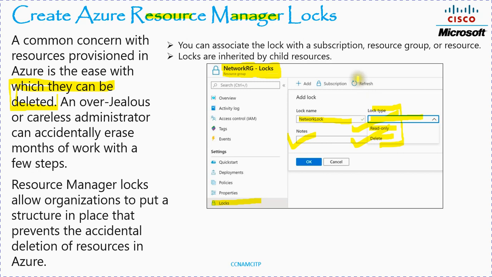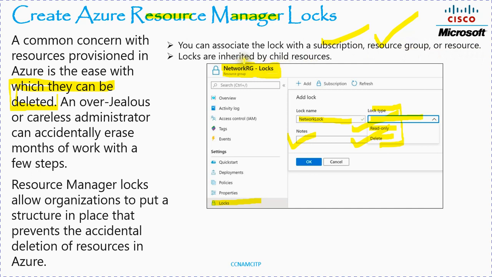So guys, first thing, you can associate the lock with a subscription, resource group, or resources. When I was preparing for AZ-900, I went through lots of dumps and practice tests. There I was facing one question. They were giving me location also here. Select yes or no, whether you can apply a lock to subscription, resource group, and location as well as resources. So it doesn't apply to location. It applies to subscription, resource group, or resource. You should make a note.